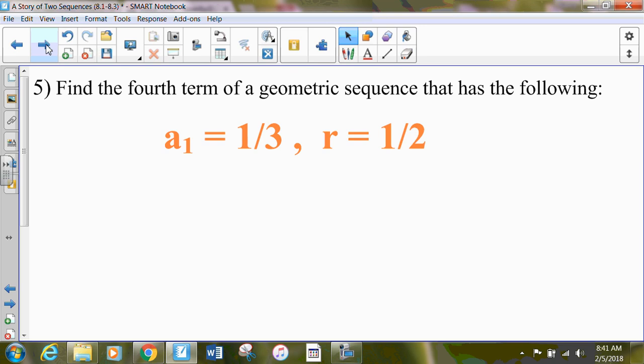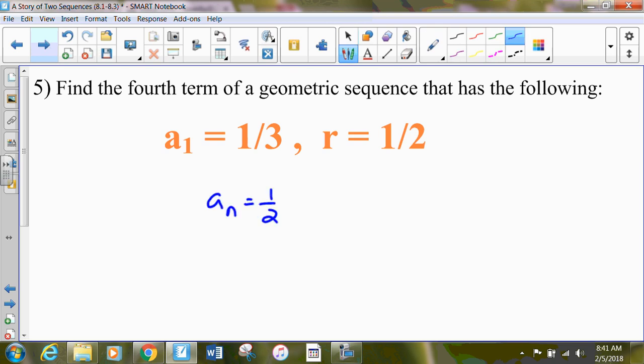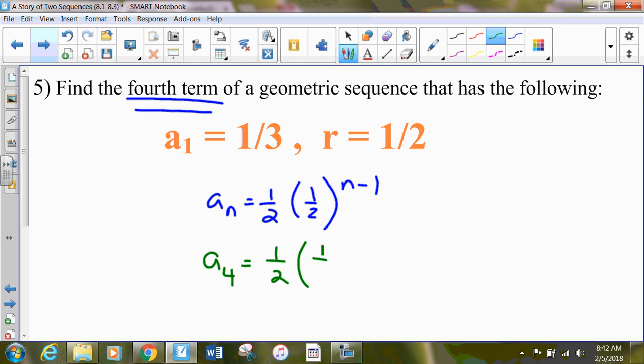I'm flying through this. All right, number 5, find the fourth term of a geometric sequence that has the following. So what am I going to do here? I'm going to go ahead and just define this particular geometric sequence. They gave me my first term, they gave me my r, and now they want me to find the fourth term. Another way to write the fourth term is a sub 4. So I'm going to go ahead and put in 4 when I see the n.